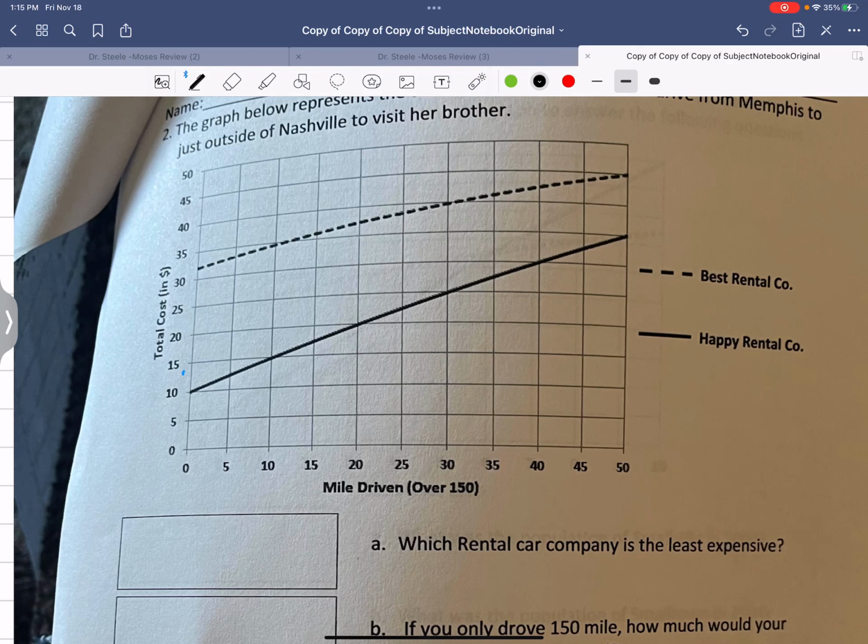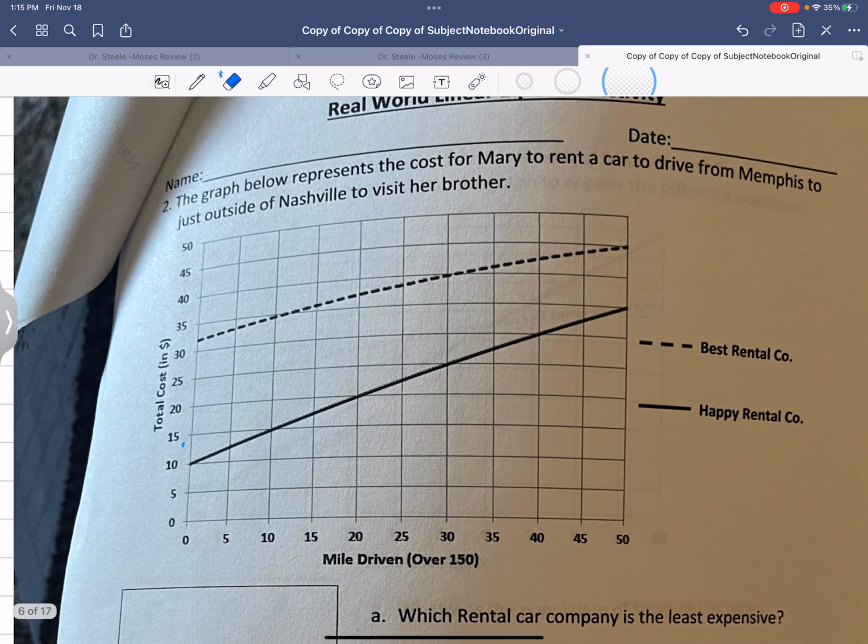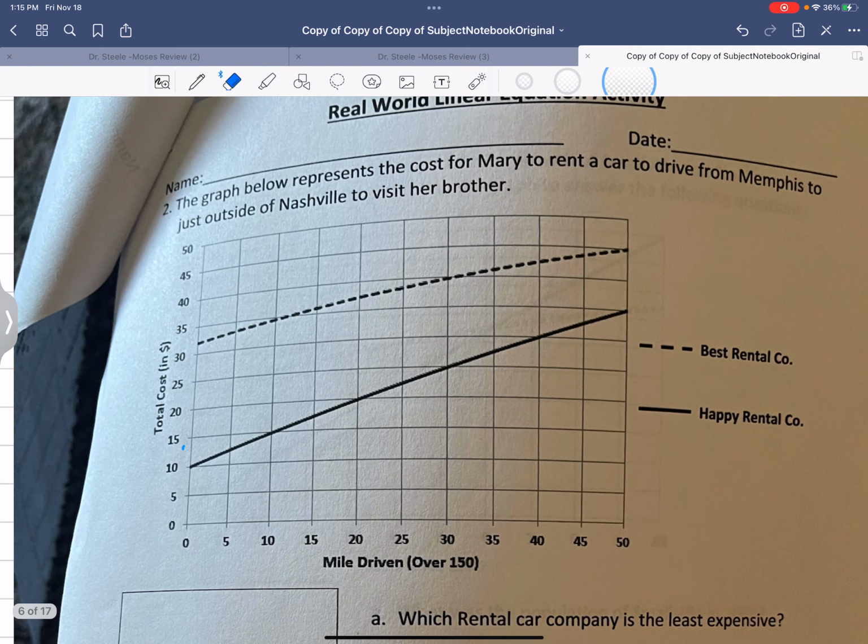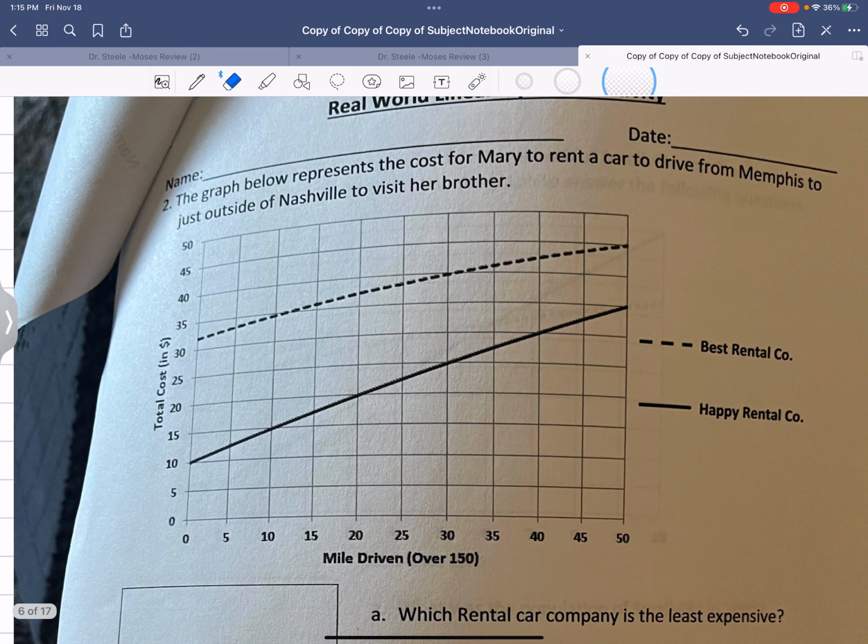In this video, we are looking at two different rental car companies. I've got a spot on my screen. It says the graph below represents the cost for Mary to rent a car to drive from Memphis to just outside of Nashville to visit her brother. So let's take a look at our graph before we dive into the questions.